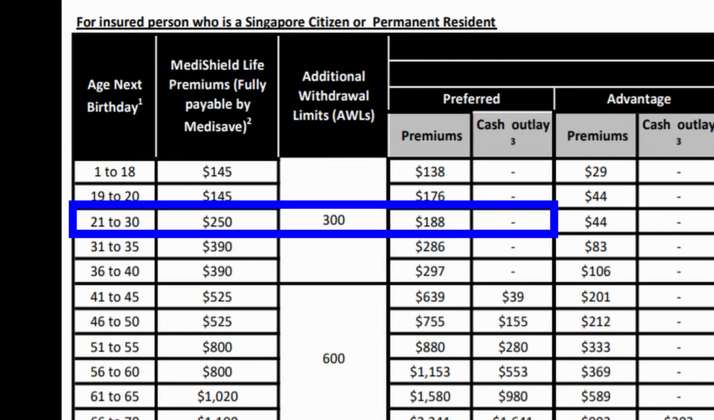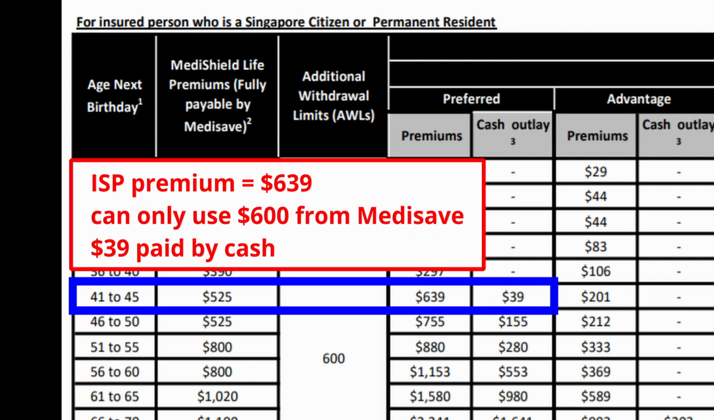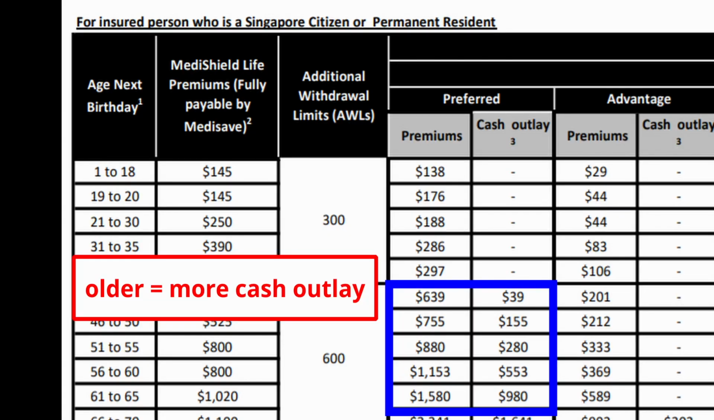And as you go down the column, you can see that from 41 years old to 45 years old, the premium for the preferred plan is now $639. With the additional withdrawal limit now being $600, and the premium for the ISP being $639, you can only use up to $600 to pay for the premium from your MediSave. So that means that $39 you have to top up using cash. And as you become older, the premium of the preferred plan becomes more and more expensive, but your additional withdrawal limit for that age band is only $600. So as you become older, the more cash you have to fork out.